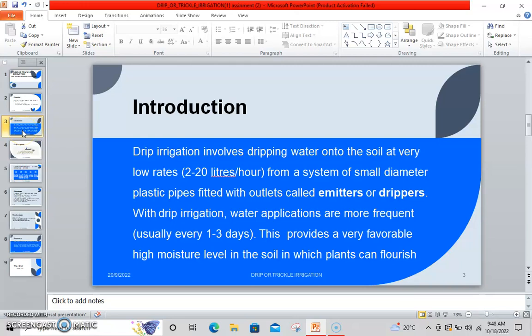Introduction. Drip irrigation involves dripping water into the soil at very low rates, that is between 2 to 20 liters per hour, from a system of small diameter plastic pipes fitted with outlets called emitters or drippers. With drip irrigation, water application is more frequent, usually every 1 to 3 days. This provides a favorable high moisture level in the soil in which plants can flourish.